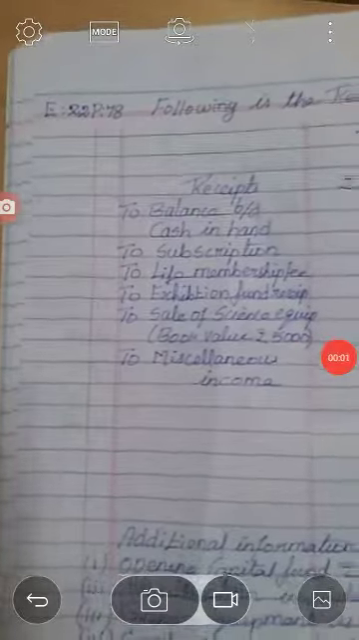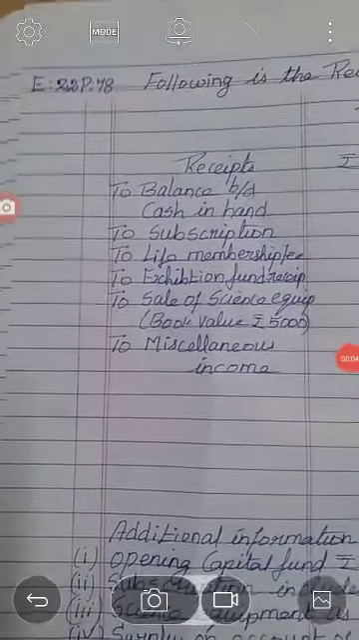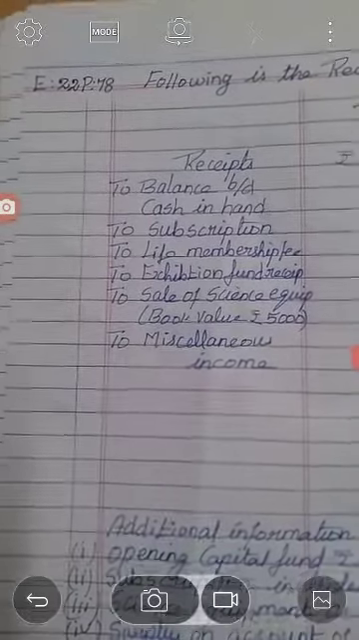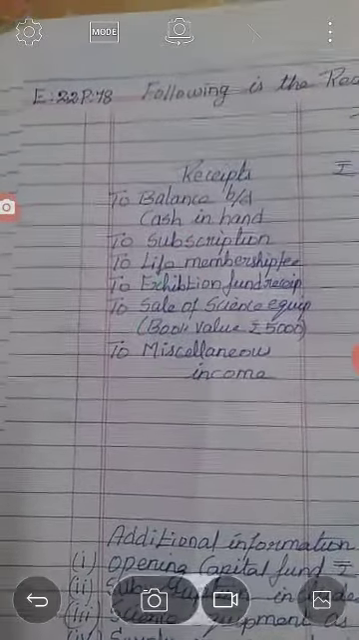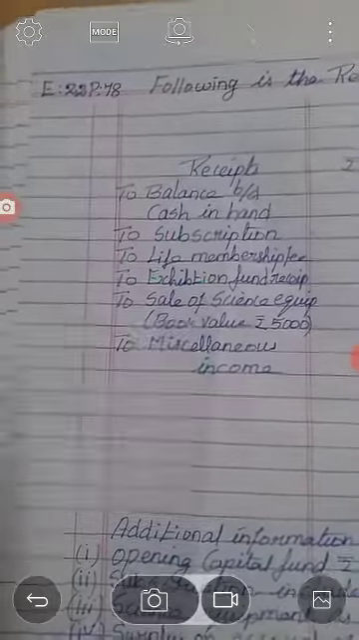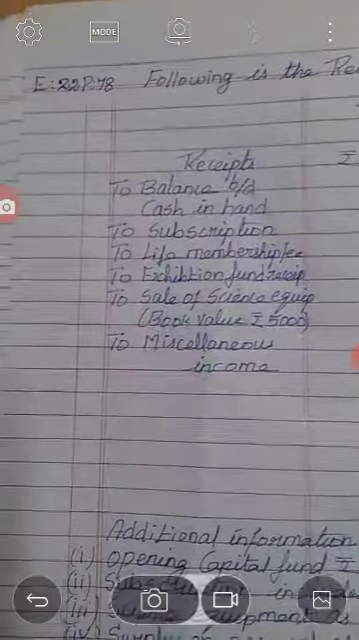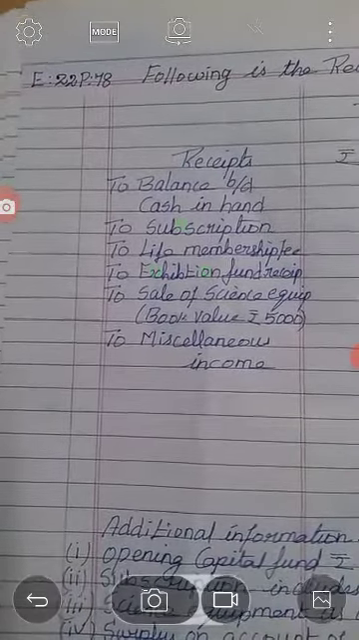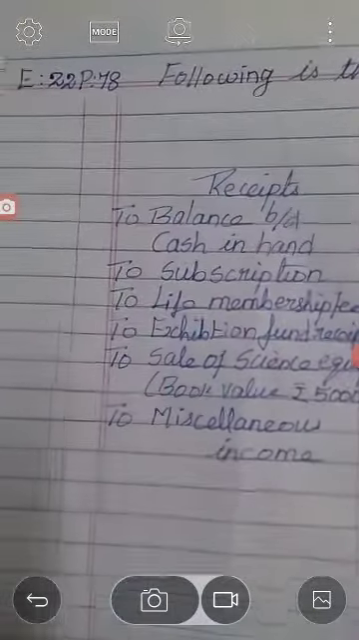Good morning students. In the previous class, we did a full-fledged problem on how to prepare the income and expenditure account and balance sheet, exercise number 20 and 21. Today we are going to see exercise number 22, page number 78.